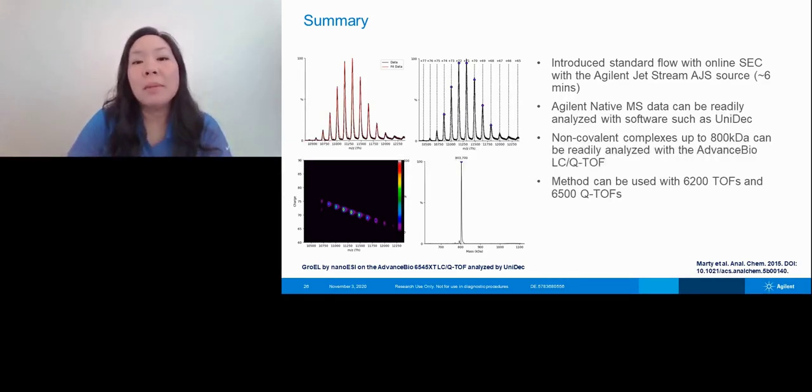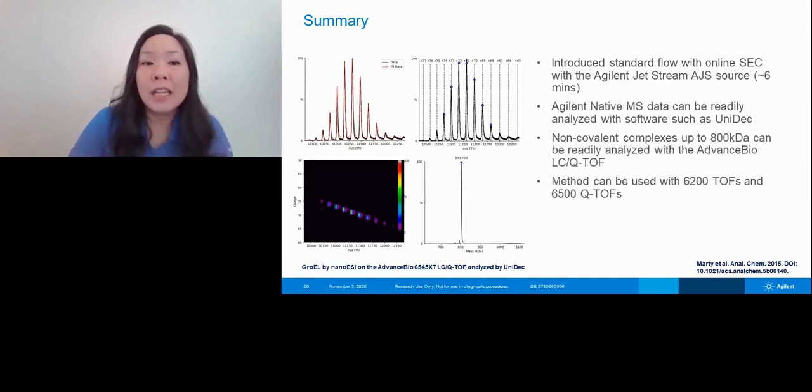Non-covalent complexes can be readily identified using the advanced bio-LC QTOF. What I'm showing you here on the left is GroEL, which is what we've done in the past using nano ESI. It's an 801 kilodalton protein. And what you'll see is the analysis done by UniDec, and you can see the beautiful charge envelope with the charge state annotations, the charge versus m/z plot, as well as the deconvoluted mass.